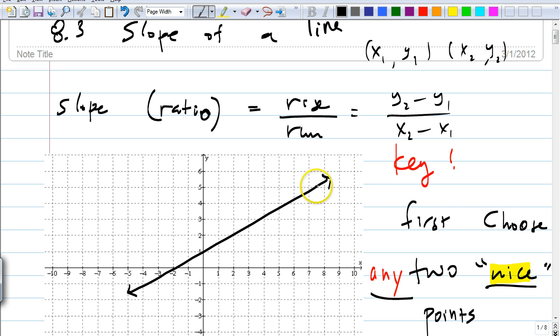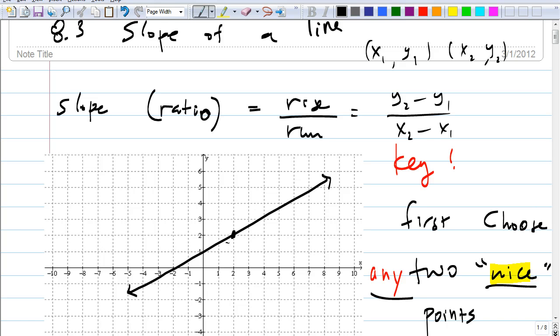For example, you probably don't want to choose points like right here. You know what I mean? Because I don't know what that is exactly. You know what I'm talking about? But what are some nice points? Right here. You see how that point, you could easily see what the order pair is? You see it. So I will pick that one. Anybody else? What other points should I pick to find the slope of this line?